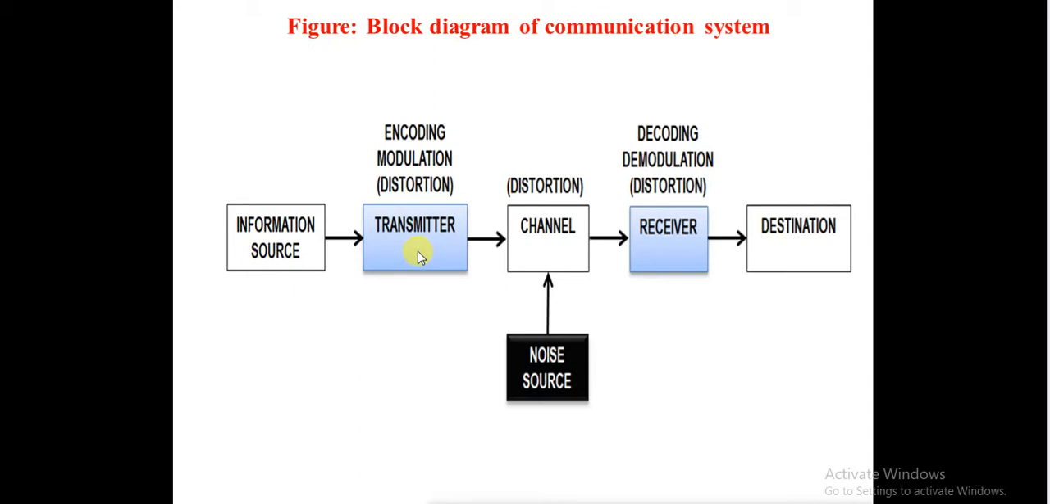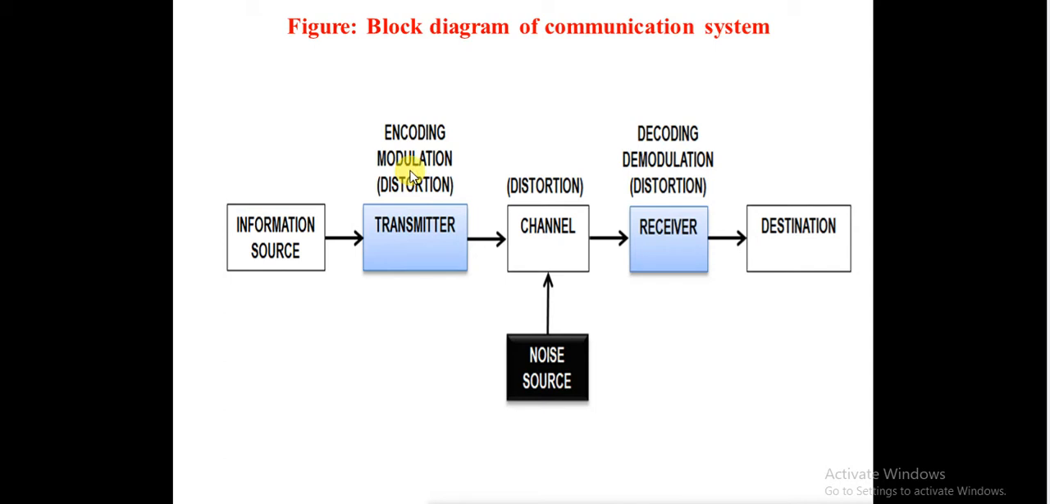Now what is the function of the transmitter? The transmitter does the process of encoding and modulation. Encoding and modulation we can consider as one and the same thing, they are synonyms to each other. But whenever the process of modulation takes place in the transmitter, there is a chance that there will be distortion. Now, what is the meaning of distortion? Distortion means undesirable change in the information signal.